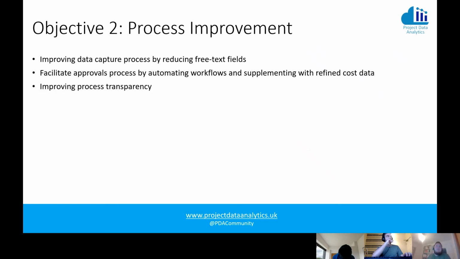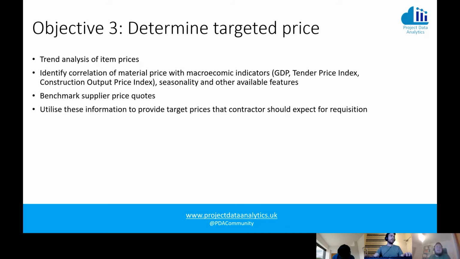The second objective was to improve the process through reducing free text fields, automating workflows, and improving process transparency. The third objective was determining targeted price through trend analysis of item prices, looking at external factors such as GDP, tender price index, benchmarking supplier price quotes, and then utilising this information to provide target prices that contractors should expect for requisitions.